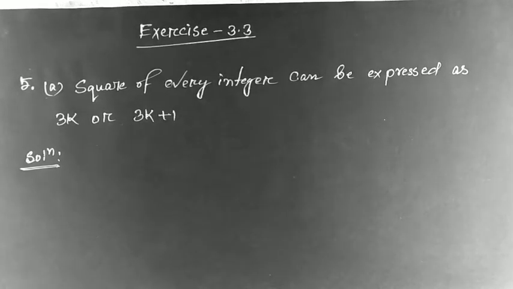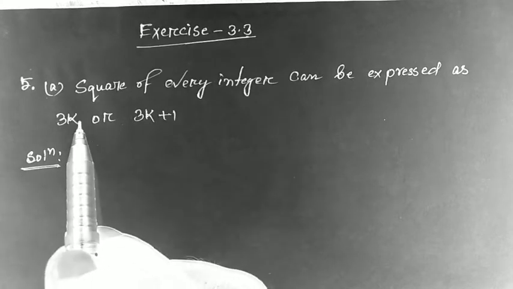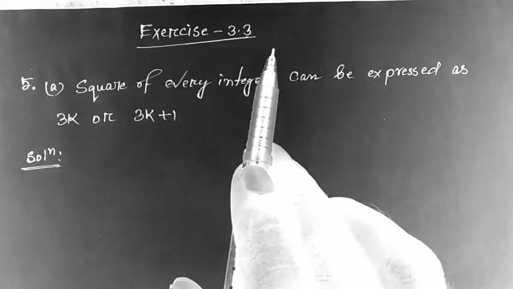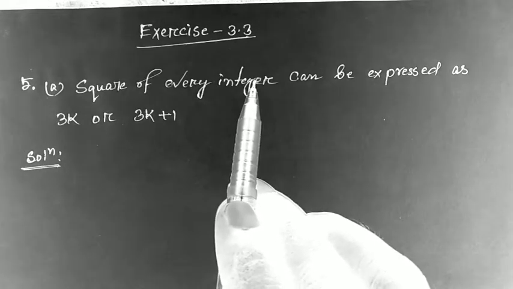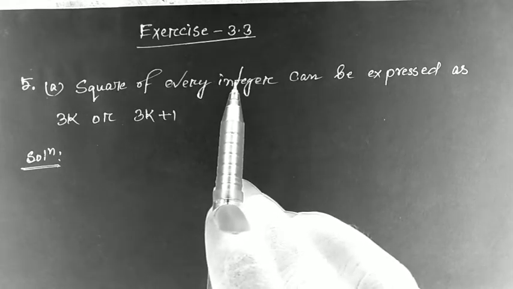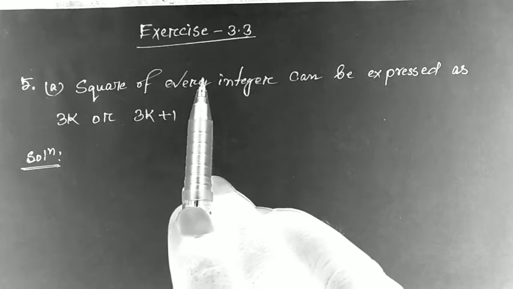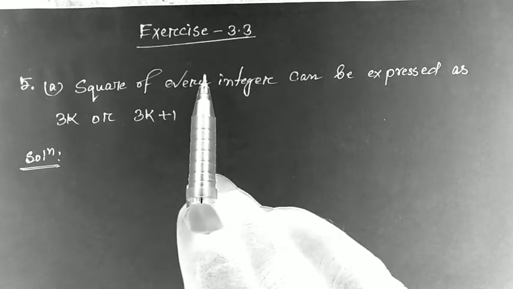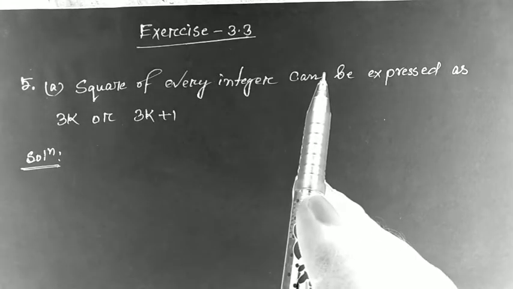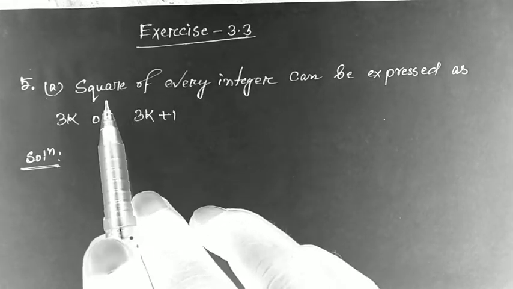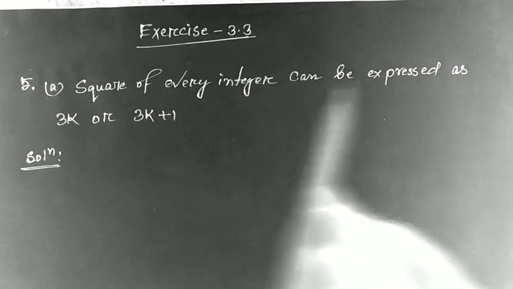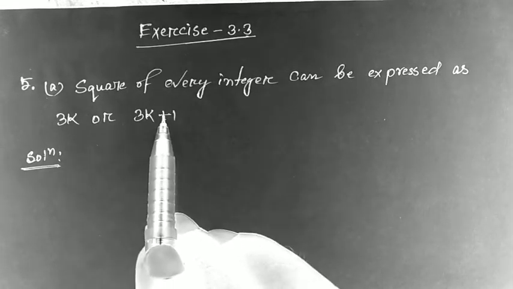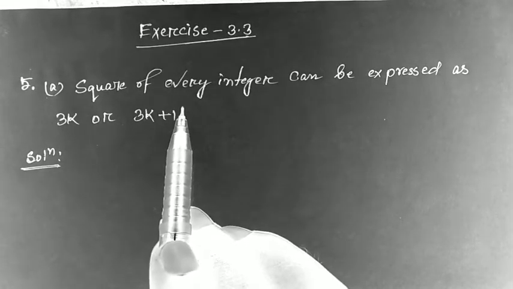In this video I am going to solve question number 5a of exercise 3.3. This question is very easy. You have proved this type of questions in general mathematics. Also in some previous exercise we have done this type of maths, no? So the question is that square of every integer can be expressed as 3k or 3k plus 1, where k is some integer.